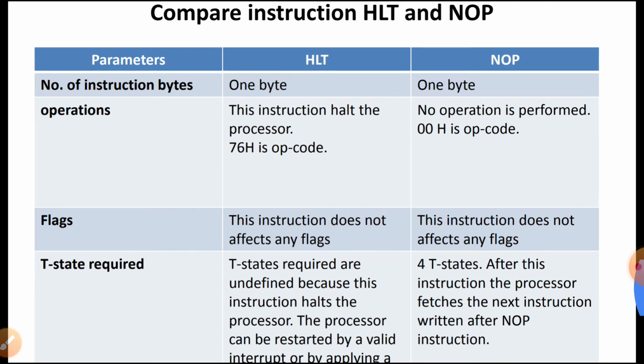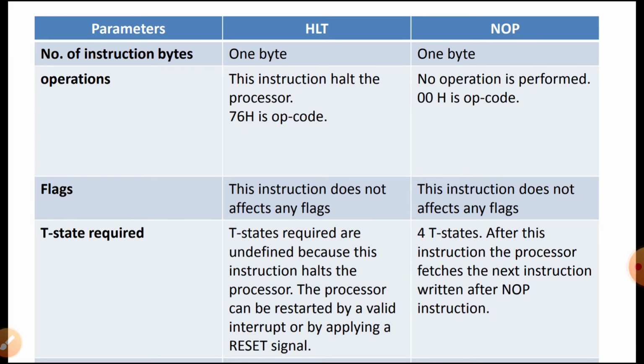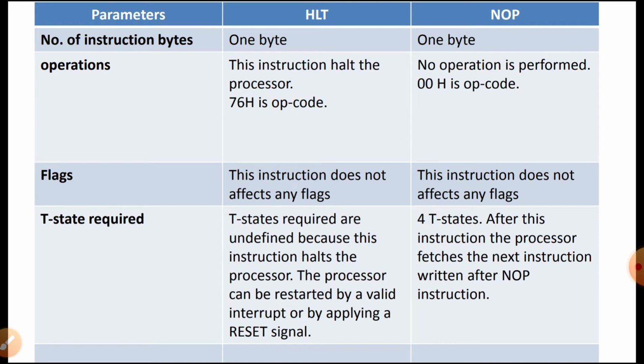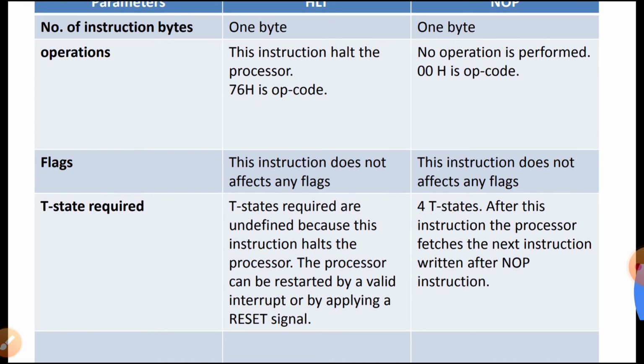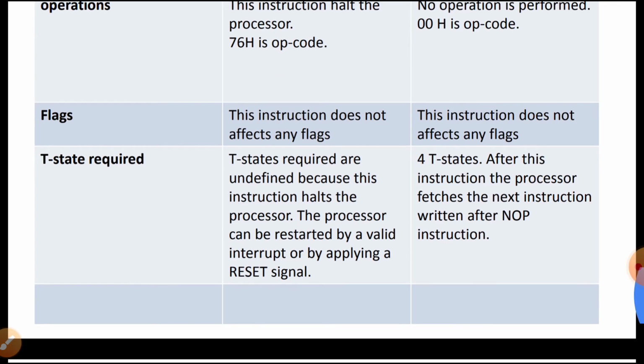As far as the flags are concerned, both the instructions are not going to affect any flag. As far as T states are concerned, in the halt instruction the T states required are undefined, because this instruction is going to halt the processor, and the processor can be restarted by a valid reset signal or an interrupt signal. No operation consumes 4 T states, and after this instruction the processor fetches the next instruction which is written after the no operation.